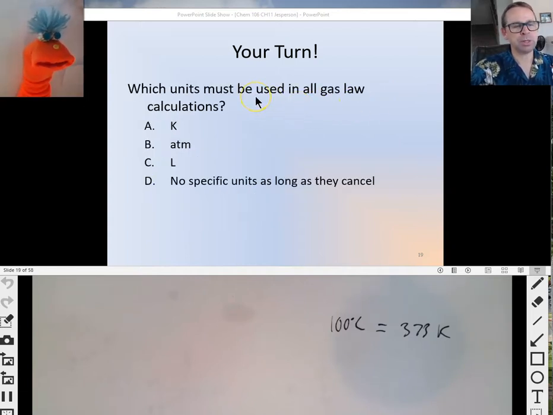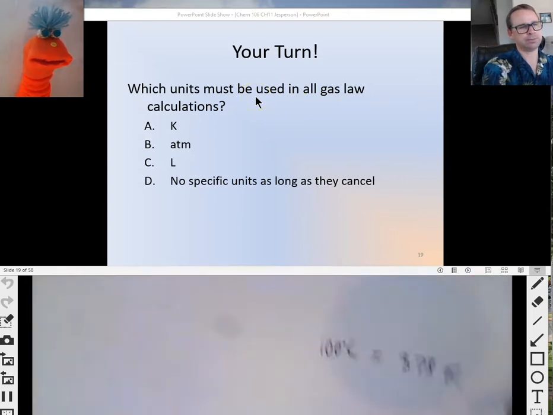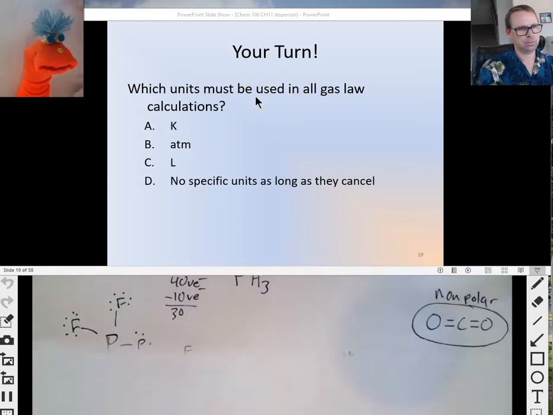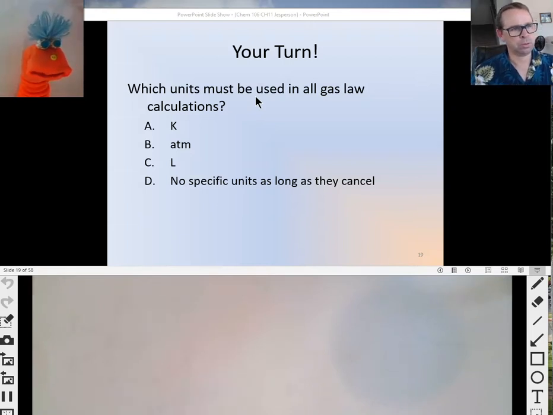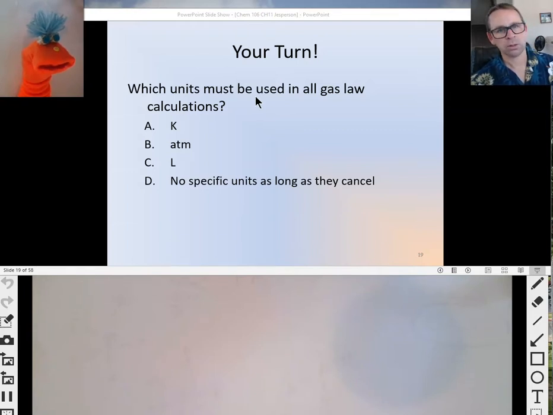Which units must always be used in all gas law calculations? Well, I don't know, can you use different pressures? Yeah, you can use different pressures. So atmospheres is not the answer. You can use torr or millimeters of mercury. What about liters? I mean, who would care if we expressed it in milliliters, right? That's no big deal. Oh, Kelvin. You have to always use Kelvin. That's right. When we're using temperature, we don't want to use Celsius or Fahrenheit. We have to use Kelvin because that gives us a positive value, never a negative value. Good.